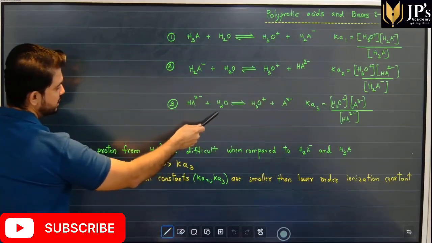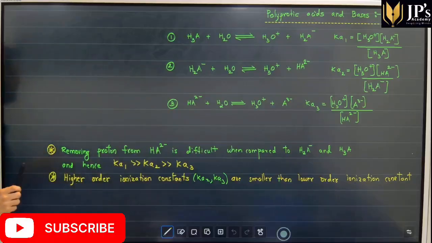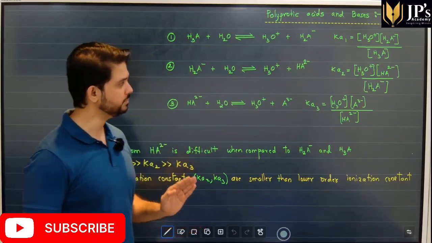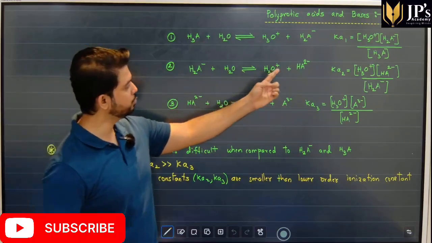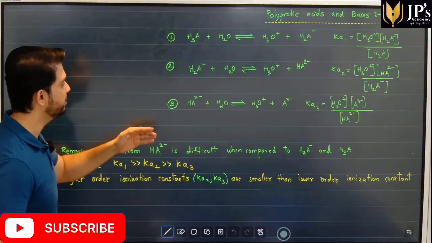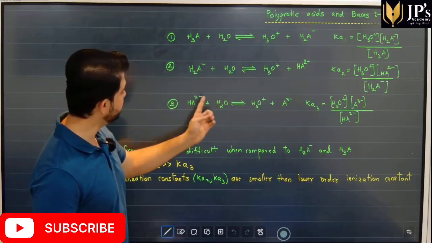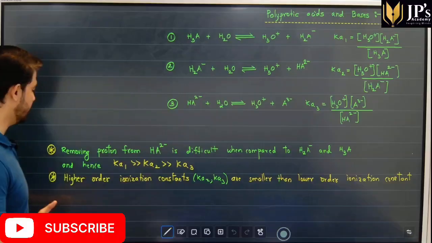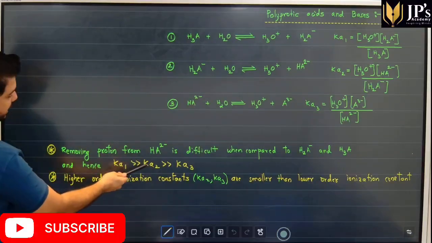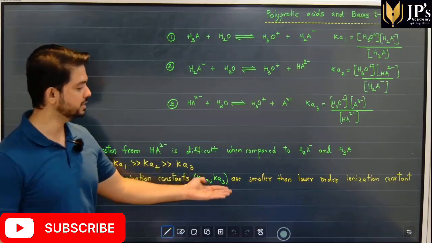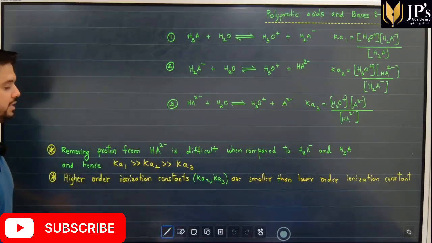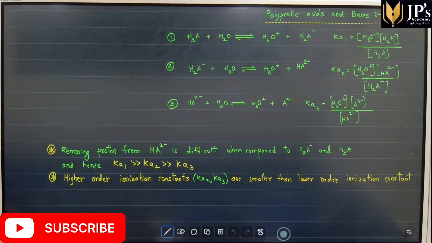HA2 minus further dissociates to give you H plus plus A3 minus, and I've written the equilibrium expressions, the ionization constants for all of them. What we need to really remember here, students, is removing a proton from H2A minus is more challenging as compared to removing it from H3A, and removing it from HA2 minus is further more difficult, as a result of which Ka1 is much greater than Ka2 and much greater than Ka3. Higher order ionization constants are always smaller than the lower order ionization constants.